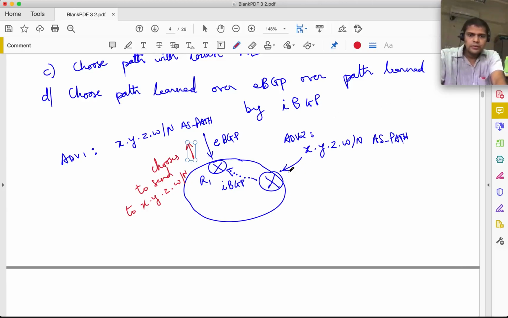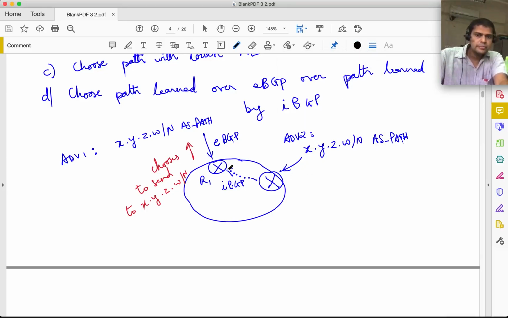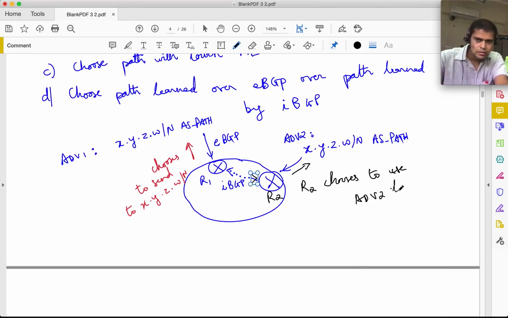And what about R2? You can guess the answer. R2 has learned this over EBGP and this one over IBGP. He has learned about advertisement 1 from R1, and he has learned it over IBGP. So R2 chooses to send packets this way, let's say this one, to this prefix.